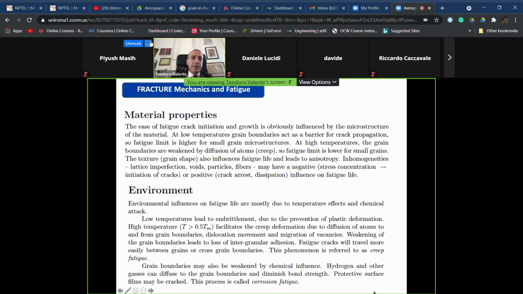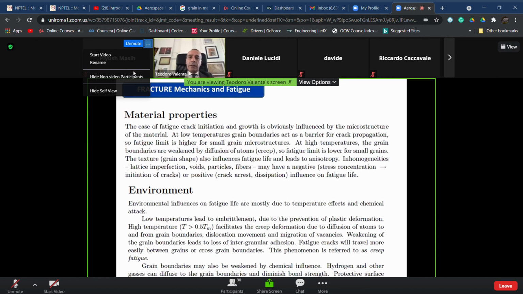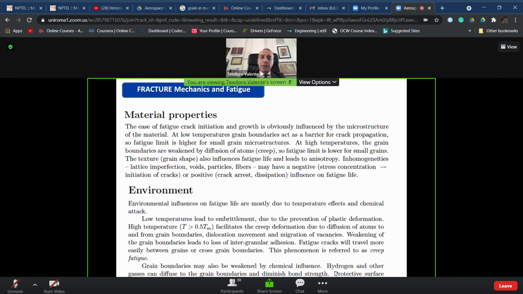Let's close our discussion, this chapter on fracture mechanics and especially fatigue. Let me underline two additional items which we skipped last time: that the fatigue behavior of materials is also obviously conditioned by materials properties and essentially by the microstructure of the materials itself.